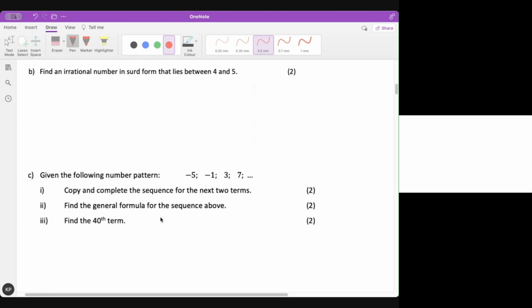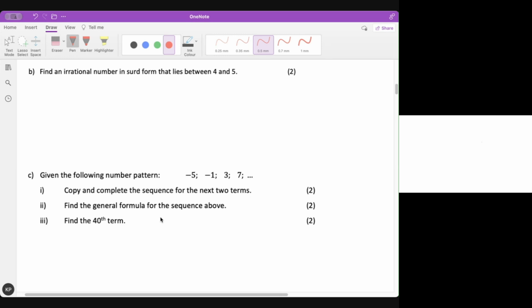Find an irrational number in surd form that lies between 4 and 5. How do we do this one, guys? This is actually a little bit of a higher grade, so I don't know if I should confuse you, but I can explain it to you. Can I explain it to you guys?